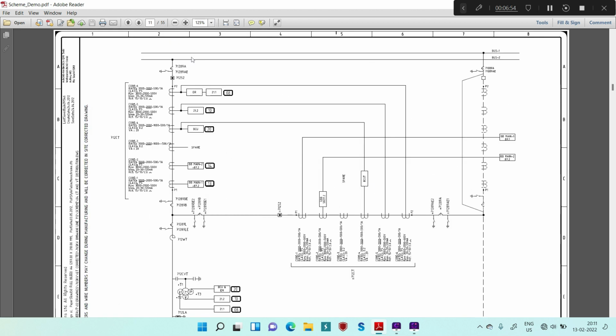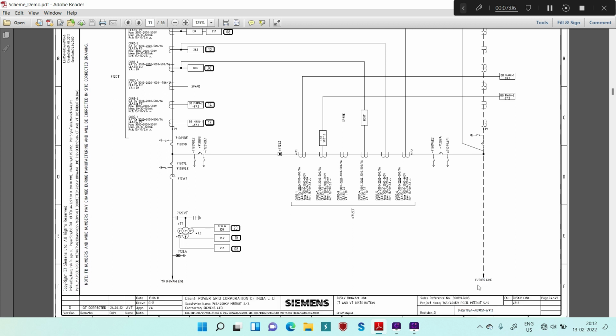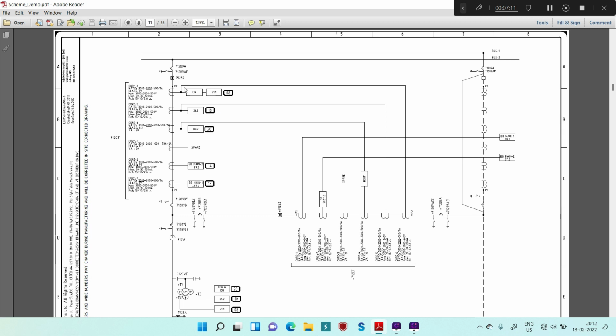Just see here, these are two buses, bus 1 and bus 2, and then there are 3 circuit breakers. This is breaker 1, breaker 2 and breaker 3. This is basically one feeder which is on this side and one feeder which is on this side. So 2 feeders are controlled by 3 breakers, first breaker, second breaker and third breaker. That's why it is called a 1.5 circuit breaker scheme.